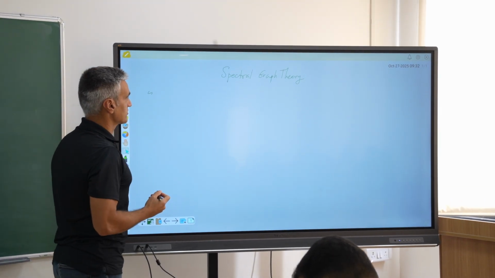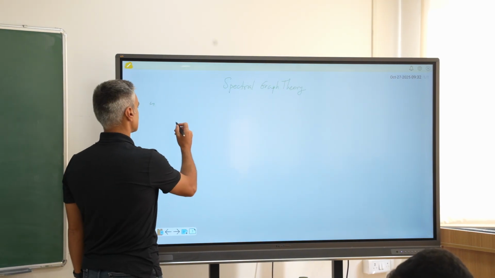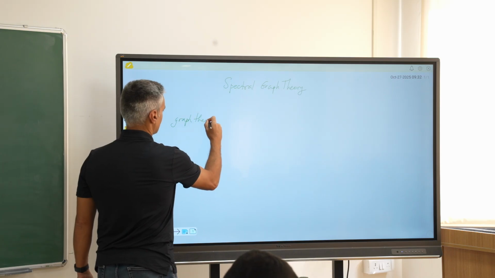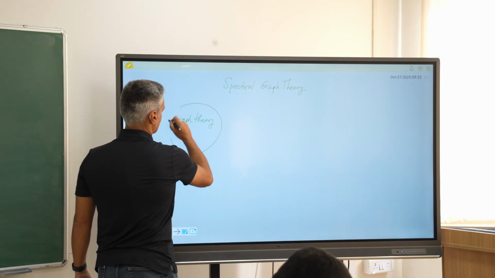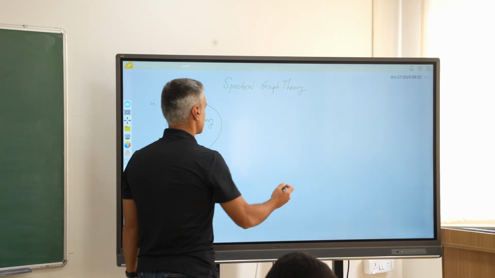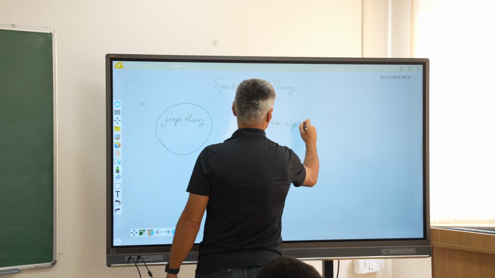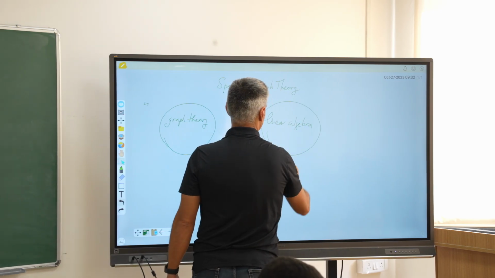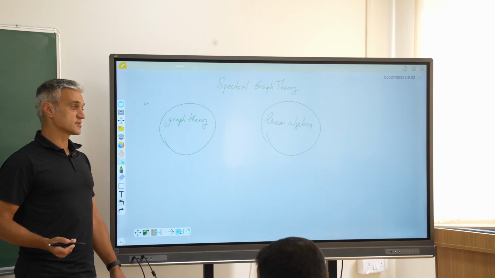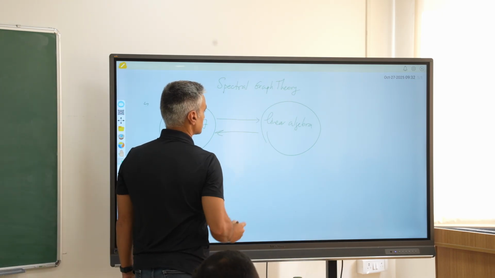Okay, so the course is about spectral graph theory. So what is spectral graph theory? Well, in mathematics you have many areas. One of them is graph theory, combinatorics and all that, discrete structures. And on the other side, you have linear algebra, where you have matrices, eigenvalues, eigenvectors, and all that. So spectral graph theory studies the connections between these two areas.